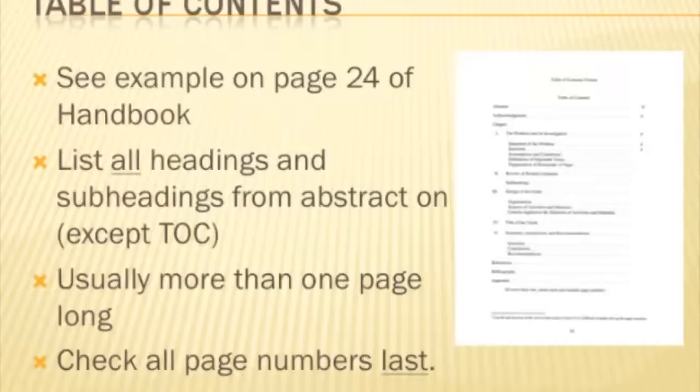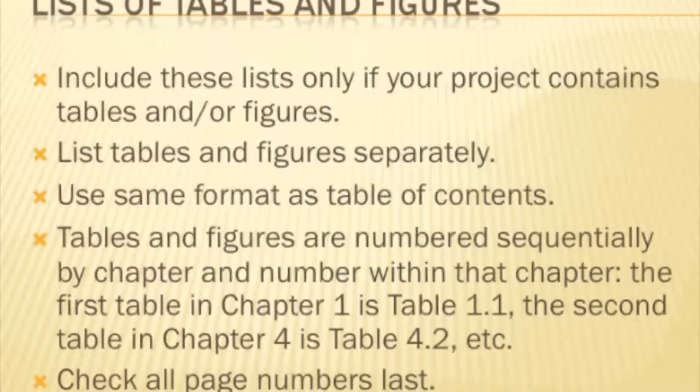You will include a list of tables only if your project includes tables, and a list of figures only if your project includes figures. Collect your tables and figures in separate lists. The lists may not be combined. Use the same format as your table of contents to list each table or figure by number on a separate line and the page number on which it appears.